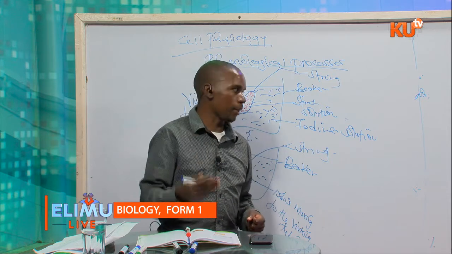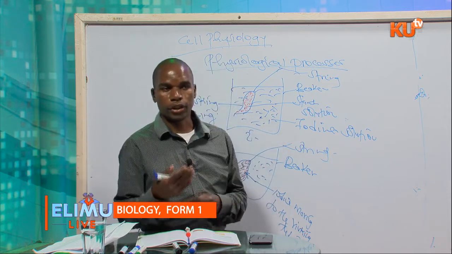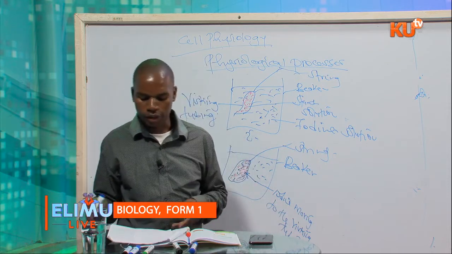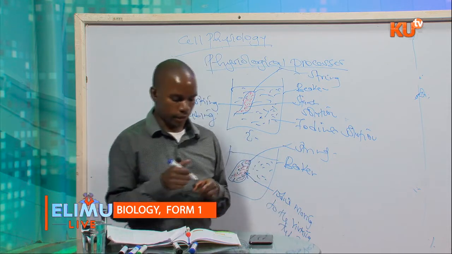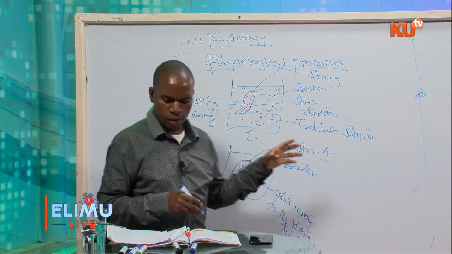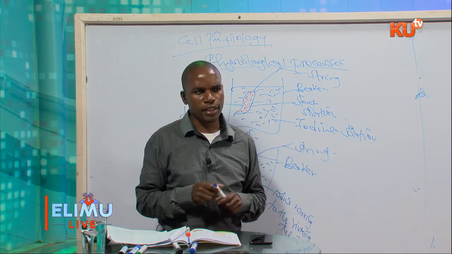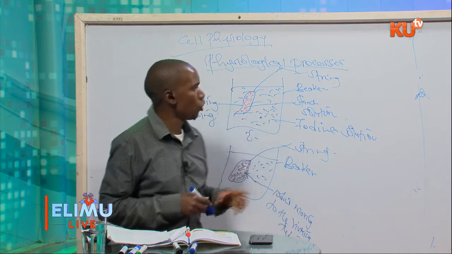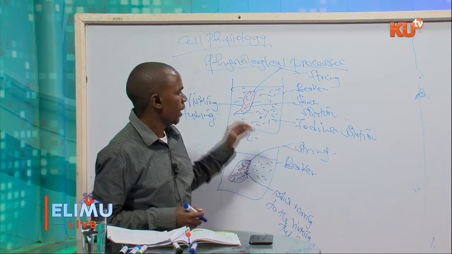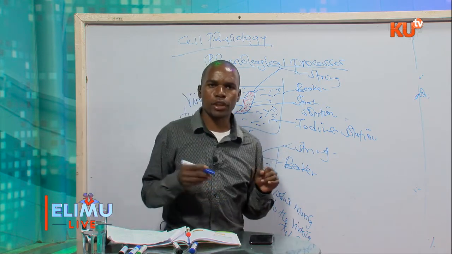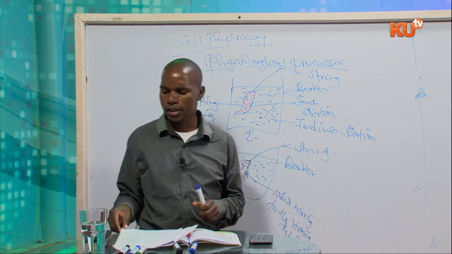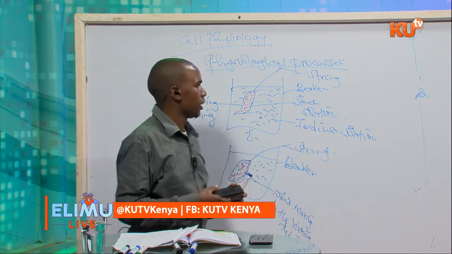When that happens, we are saying that there is a process that has facilitated the movement of those particular materials to where you are. Now, for diffusion to occur, we have specific factors that control all these movements of material. There are things that must be put in place for diffusion to occur. So that is something that we want to look at in brief.